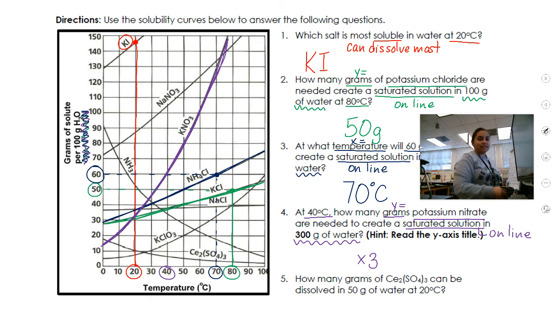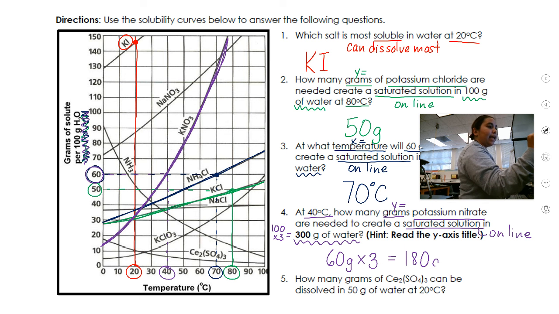So basically the idea is this. I'm going to take however much I can find on the graph, and then I'm going to multiply it times 3, because this is per 100 grams of water, and this is 300 grams of water. So basically 100 times 3 would give you that 300 grams of water. So that's why I have to multiply by 3. Okay, so on 40 degrees Celsius, I go up to that line, and then I go over to the y-axis, and that gives me 60. But remember, 60 grams is not the answer, because that's only how much can dissolve in 100 grams of water. So I do 60 times 3, because I have 3 times the amount of water, and that would be 180.